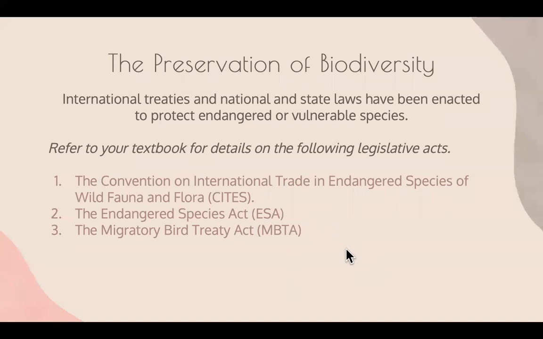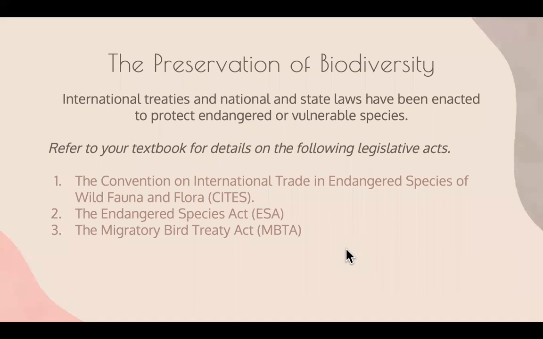Now for this one, I wrote, refer to your textbook for details on the following legislative acts, but I will give you brief information in this video. So the first one is the Convention on International Trade in Endangered Species of Wild Fauna and Flora. CITES is what we call it. Now, first of all, fauna refers to animals, whereas flora refers to plants. And actually, fauna refers to more than just animals, but it's like non-plant organisms.